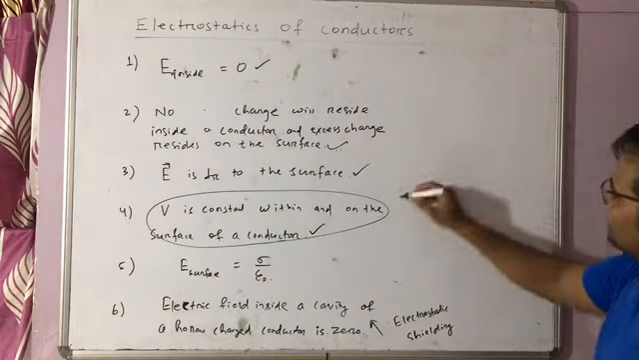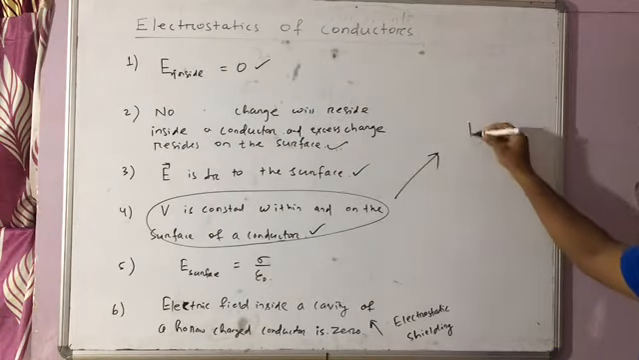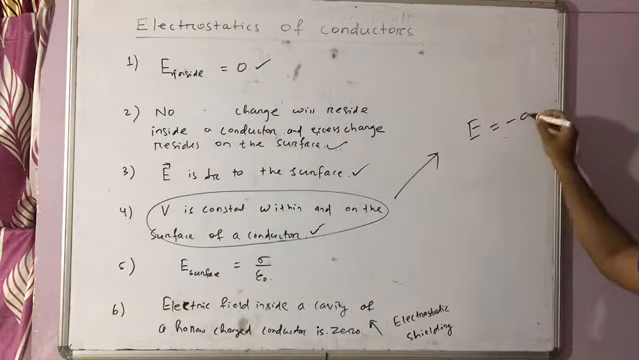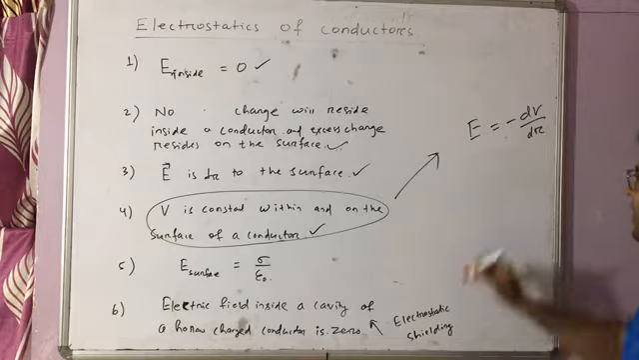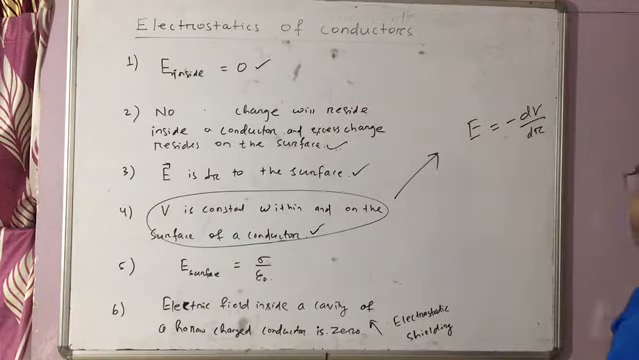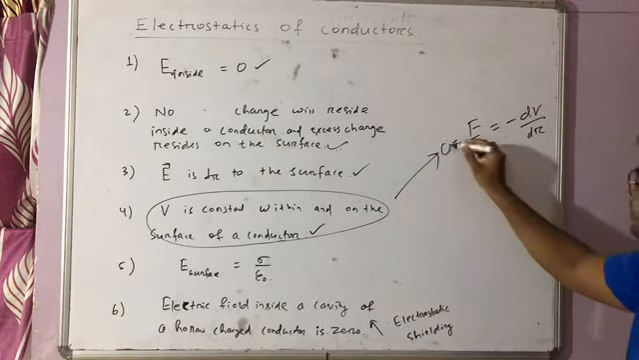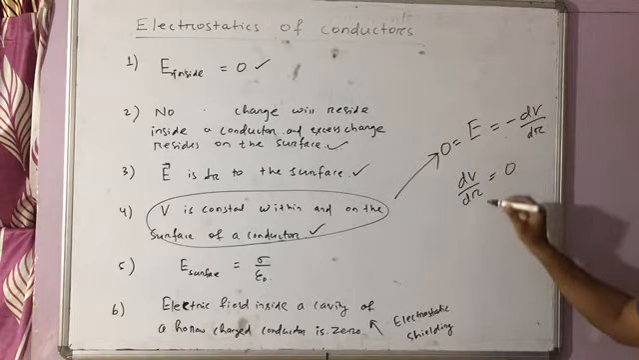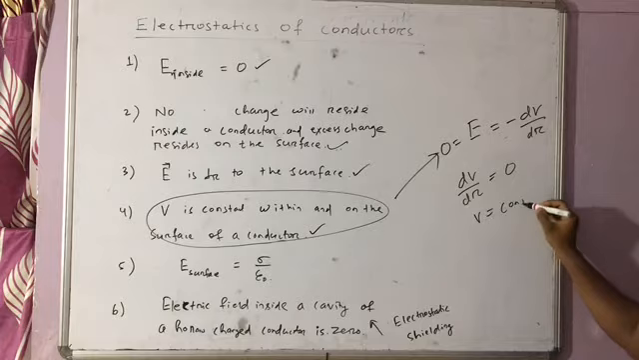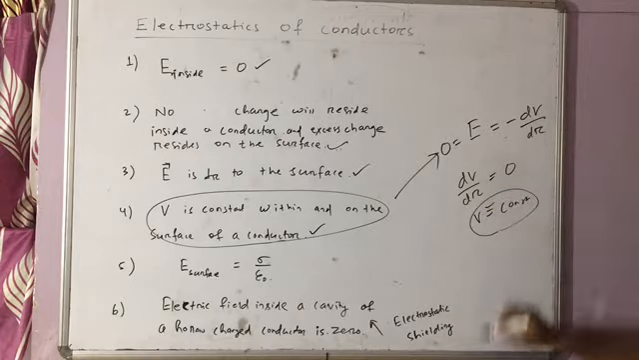We can simply see this mathematically. We know E is equal to minus dV by dr, the relationship between electric field and potential gradient. If inside a conductor the field is 0, meaning E is equal to 0, it implies dV by dr is equal to 0, which implies V must be a constant because the derivative of a constant must be 0.